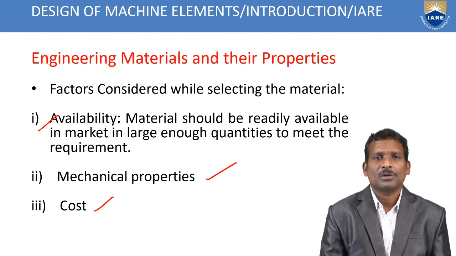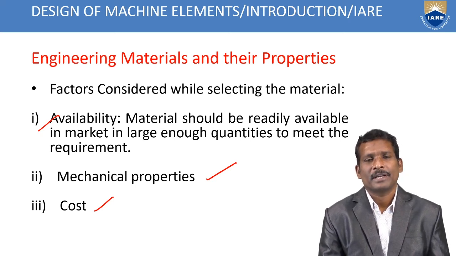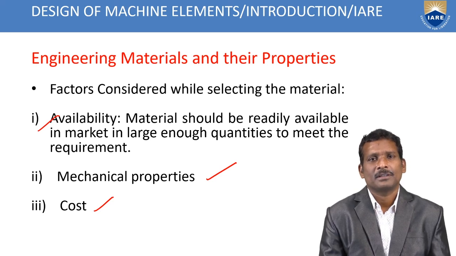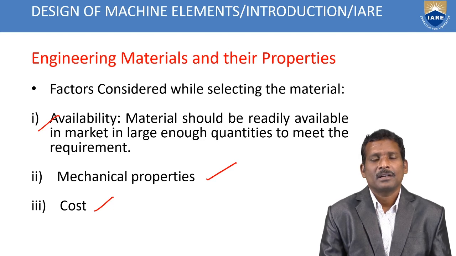Clear? So without doing any market survey, without doing any analysis, simply you select one material for one product, and you have designed and released it into the market. Then definitely the product will not succeed. So definitely fail. Clear? That's why before designing, you should concentrate on all these points. Every designer has to follow these steps. Then only your designed product will succeed in the outside market. Clear? So that's why the availability is required.